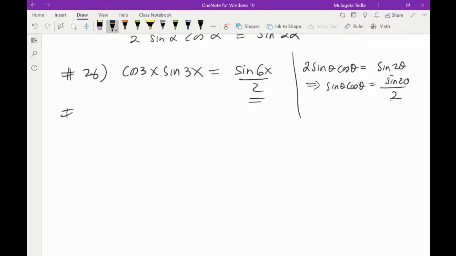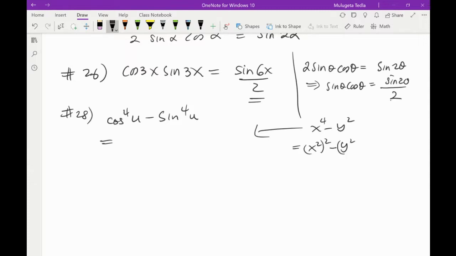So that is the answer. Number 28, cos to the 4u minus sine to the 4u. This is a little bit difficult, but you do factorization. For x to the 4 minus y to the 4, what do you do? A difference of squares: x squared squared, y squared squared. Then you'll have a product of 2, one with the plus, one with the minus. All right? That is algebra I did in 128.